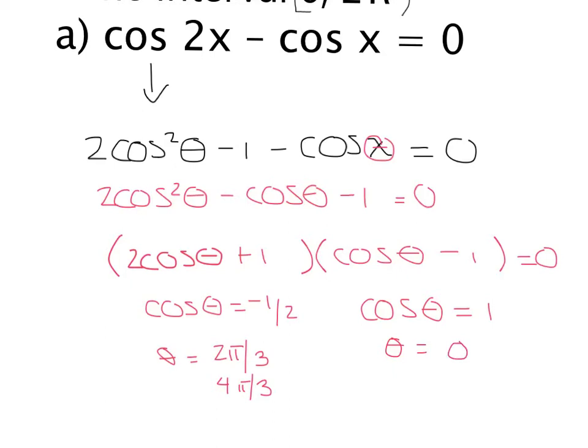Zero. At pi, cosine's negative 1. So our answer, we have 3 answers: 2 pi over 3, 4 pi over 3, and 0.